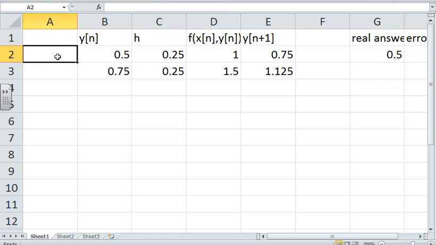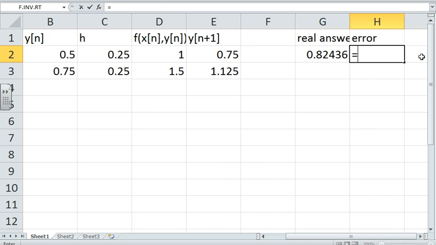Alright, so here we're going to put a 1, and here we're going to put a 2. So those are my steps. And then the error is going to be G2 minus E2. Oh. So there's my error.